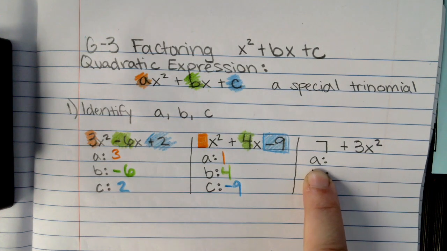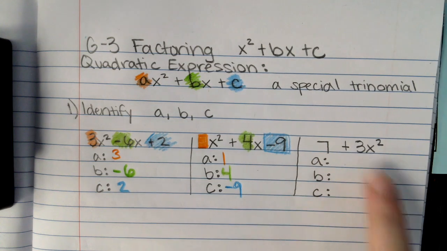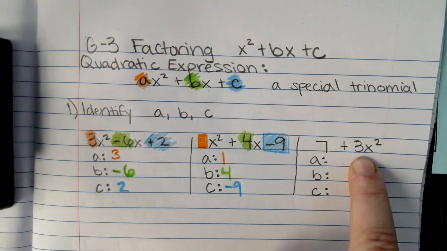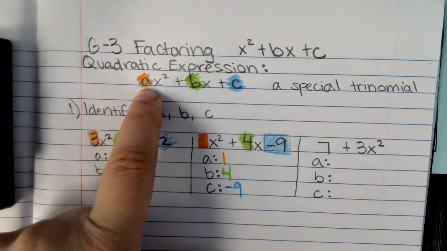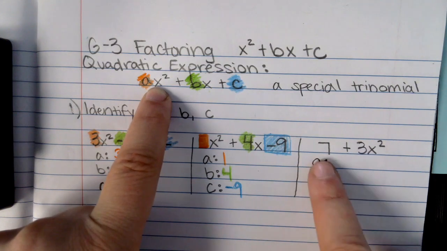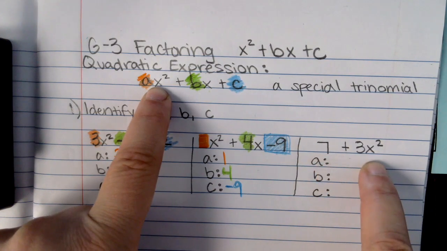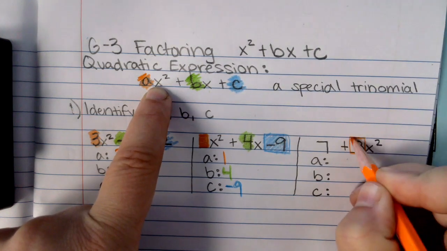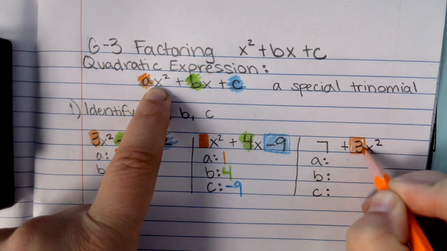Why is it 3? A is the coefficient of x squared. Where is my x squared? It's actually last this time, so it goes with that 3. 3 would be that answer. So you have to be really careful. If your expression isn't written in standard form, you have to be really careful about how you rearrange that.